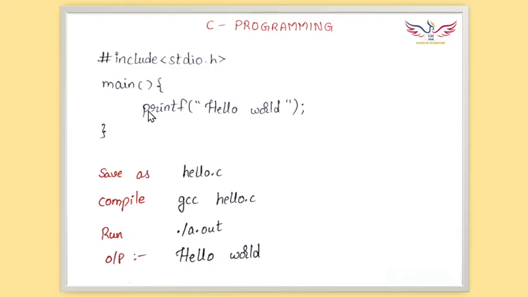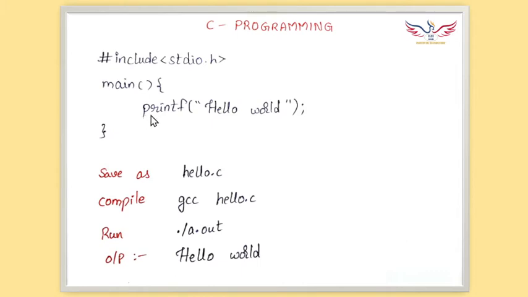That is, the first printf statement will be executed first. If there is another printf statement, that will be executed next. So the execution will happen step by step. Now it will come to main, the starting point of the execution, and then it will come to this printf.